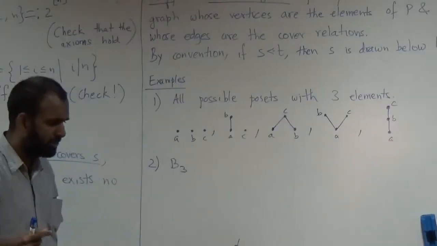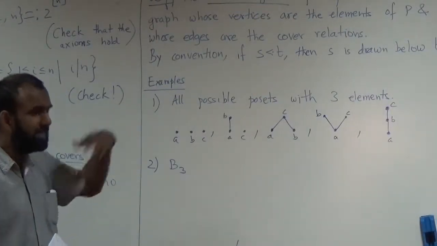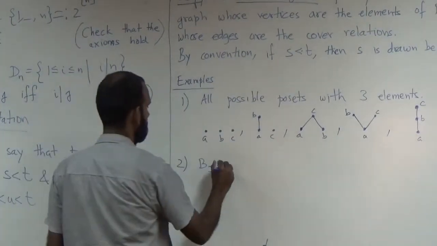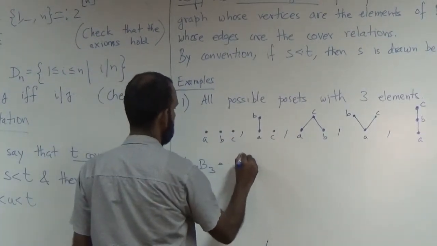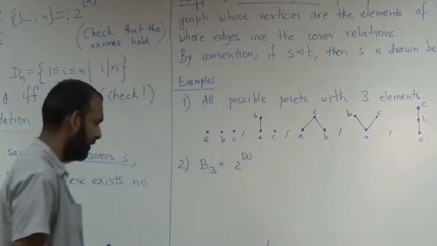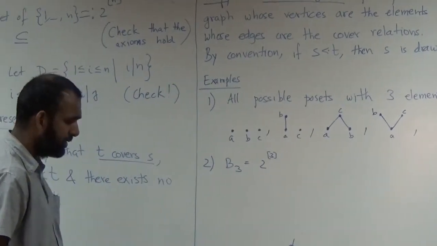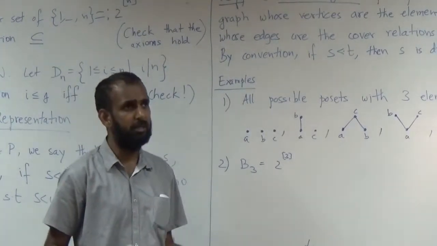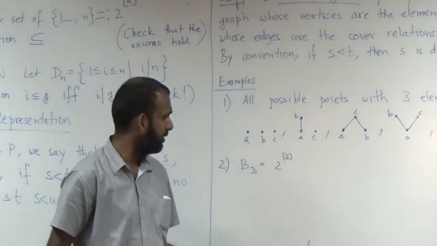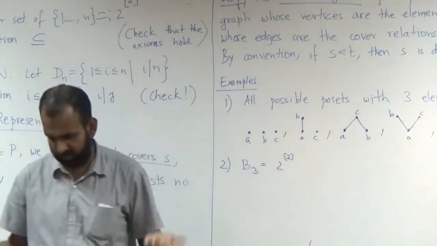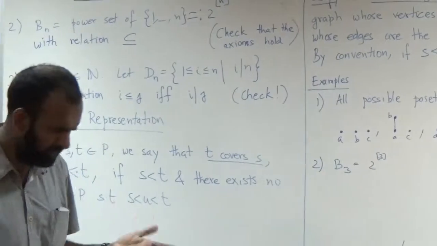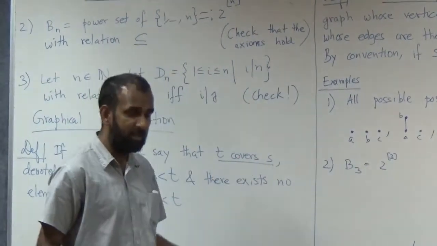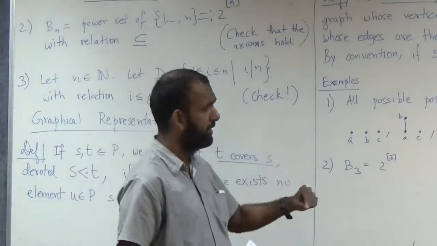What is this? What is the cover relation? So any non-empty subset of {1, 2, 3}, so this is 2 to the 3, which is the power set of {1, 2, 3}. Any non-empty subset is larger than the empty set, because the empty set is a subset of any non-empty set. But what is the cover relation? The cover relation means there cannot exist anything in between.